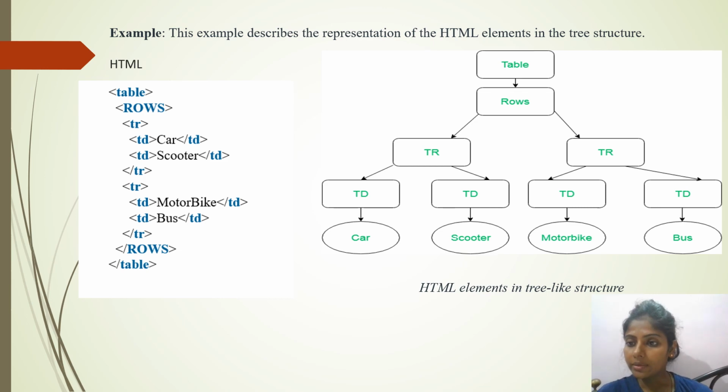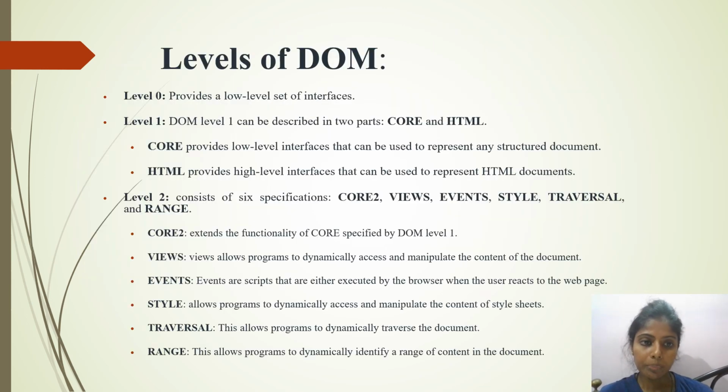Then let's see the levels of the DOM. We have a total of 4 levels. Level 0 provides a low-level set of interfaces. Level 1 can be described in two parts: core and HTML. Core provides low-level interfaces that can be used to represent any structured document. HTML provides high-level interfaces that can be used to represent an HTML document.